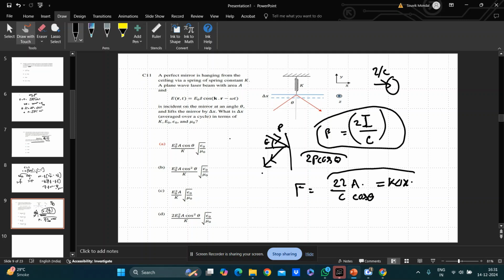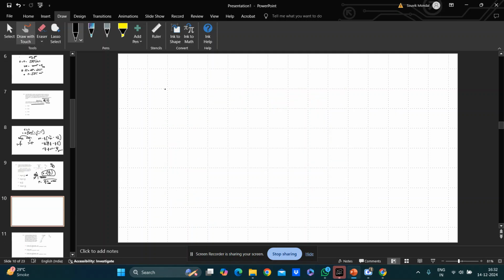From these options you can directly take this answer, but I will not exactly say that this will be the answer because I have some certain confusion in this. So what is I? I is half c epsilon naught E naught square. And what is then 2I by c? Epsilon naught E naught square. So what is force? Force is PA cos theta.